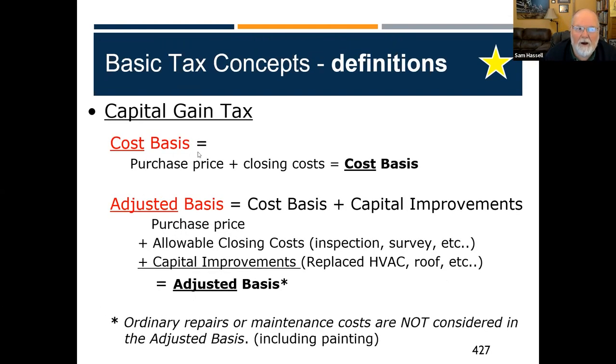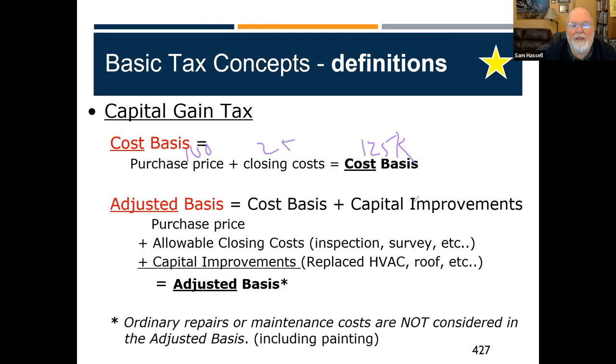Our cost basis, we paid $100,000 for the purchase price here, and then we added another $25,000 for the closing costs. So our cost basis would probably be somewhere around $125,000. Let's just throw that out there. Okay, so this would be 100 and this would be 25.